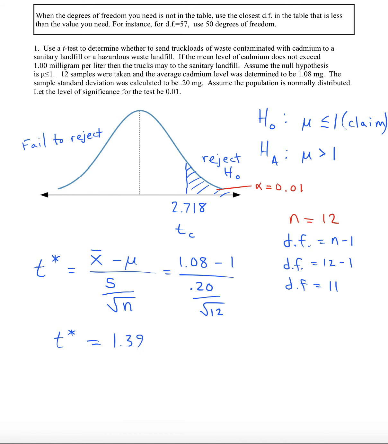Now we should place our standardized test statistic on the graph itself. And we are not in the rejection region. Even though our sample is above 1, it's not enough statistical evidence to prevent the trucks from going to the sanitary landfill. So we will fail to reject H0.